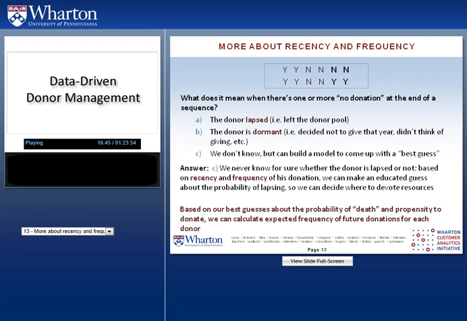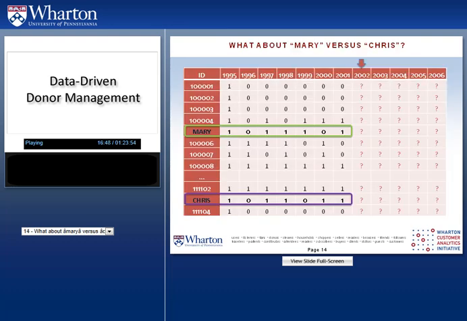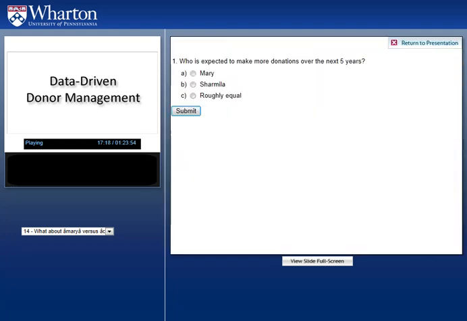And so to help reinforce these ideas, why don't we look at one more comparison. Let's stick with Mary and put Sharmila aside and bring in Chris over here. So again, we're going to look at these 2 different profiles. You can look at them on your own and try to make a guess, once again, about which one of these donors, Mary versus Chris, would be expected to make more donations over the next 5 years. Is it Mary, is it Chris, or would you view them as basically equal? So we can push this poll out there. Again, look at the data, try to figure out what factors you would take into account in making this decision, and let's see what everyone says.